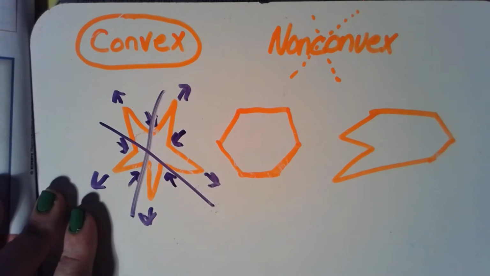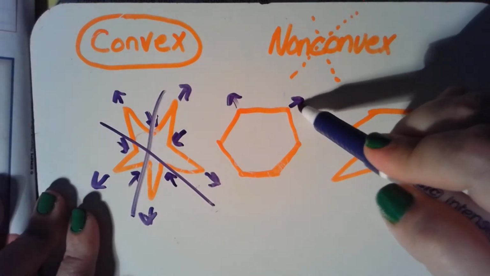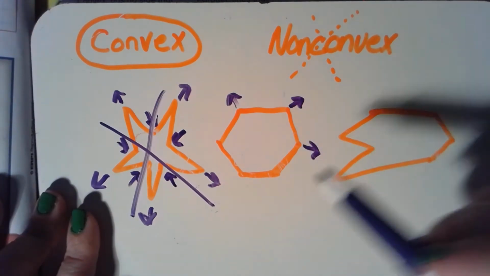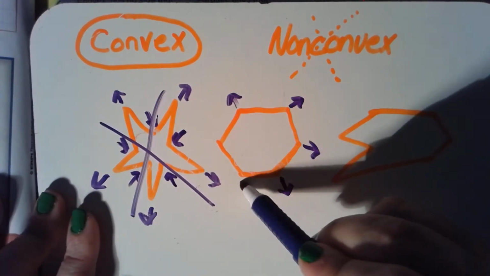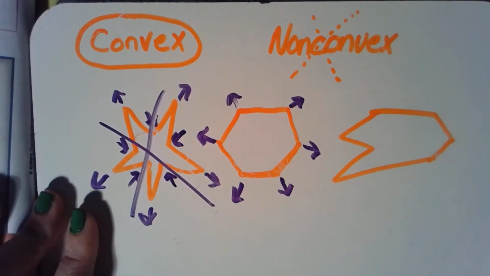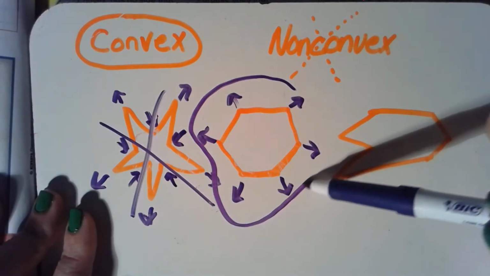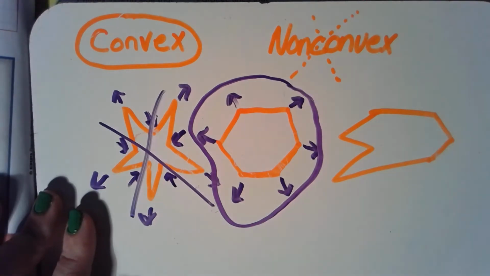Let's look at the next shape. So here I'm looking at my points, where the 2 lines meet, and I'm noticing they all point away from the figure. So is this convex or non-convex? What should I do? Should I put a circle or an X? A circle. I think you understand now.